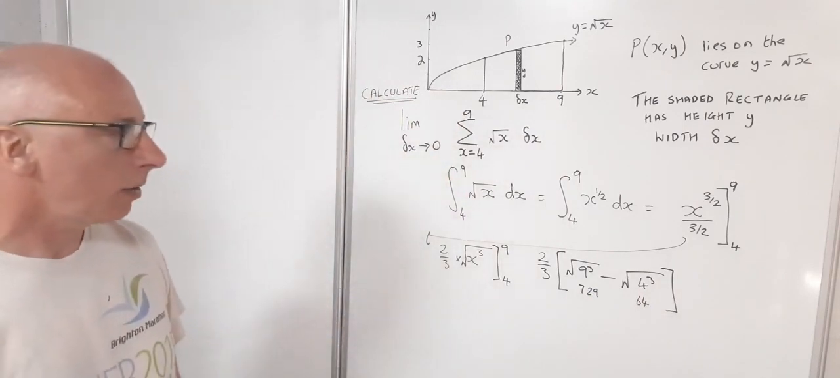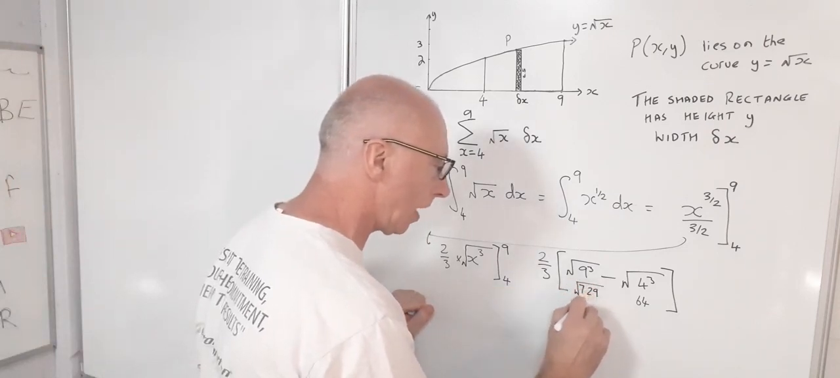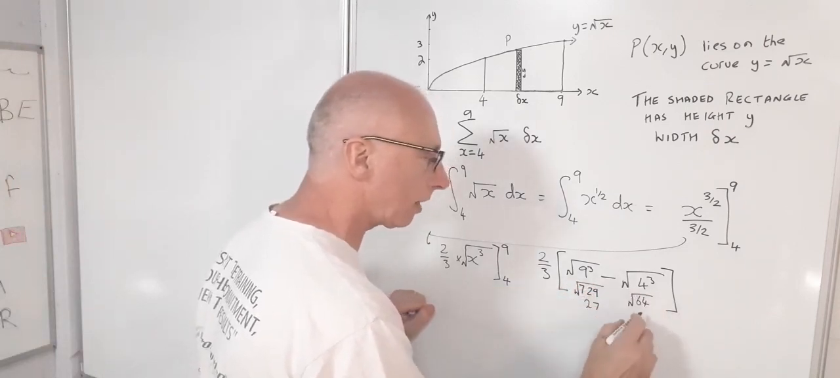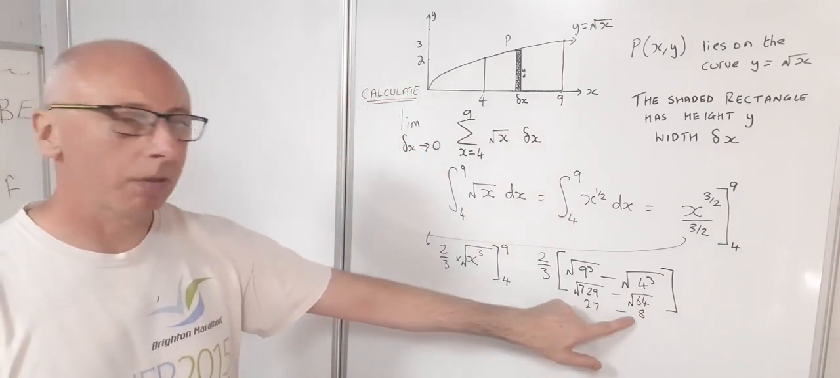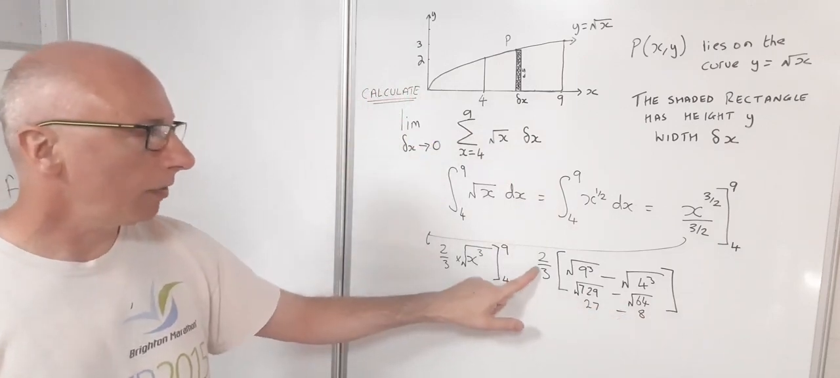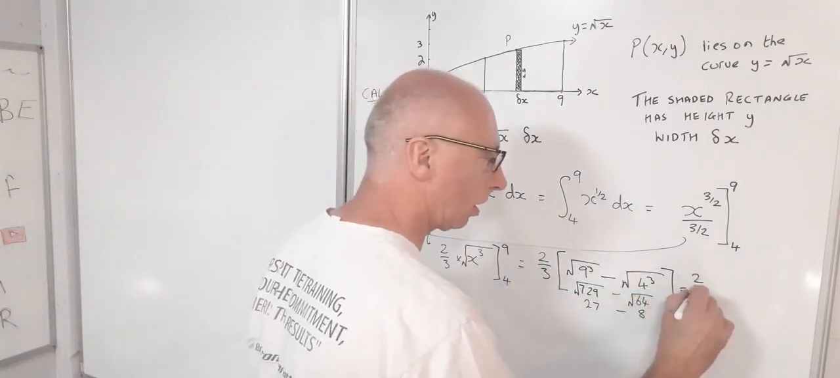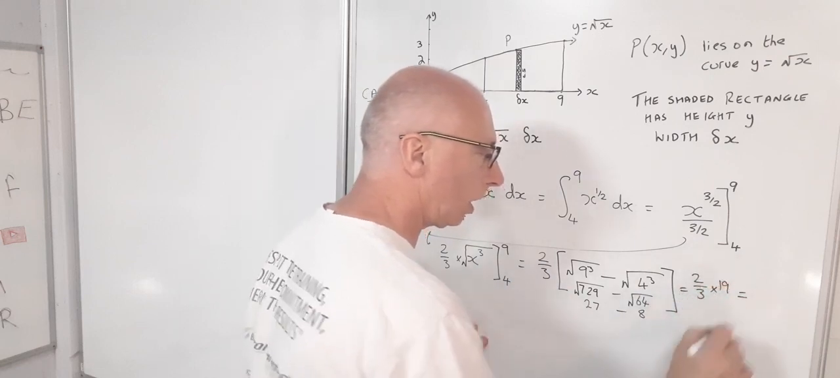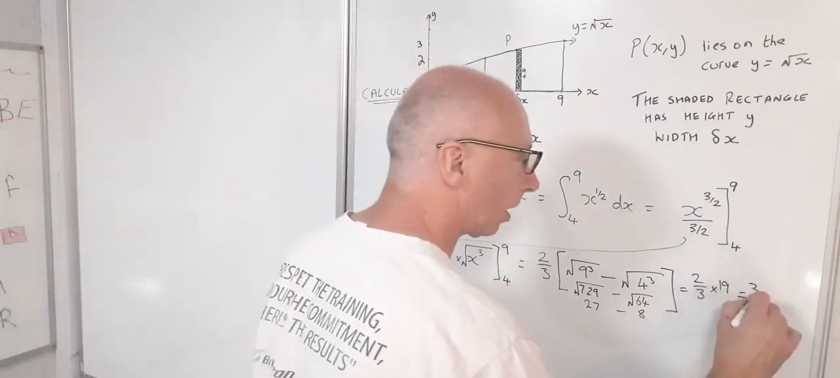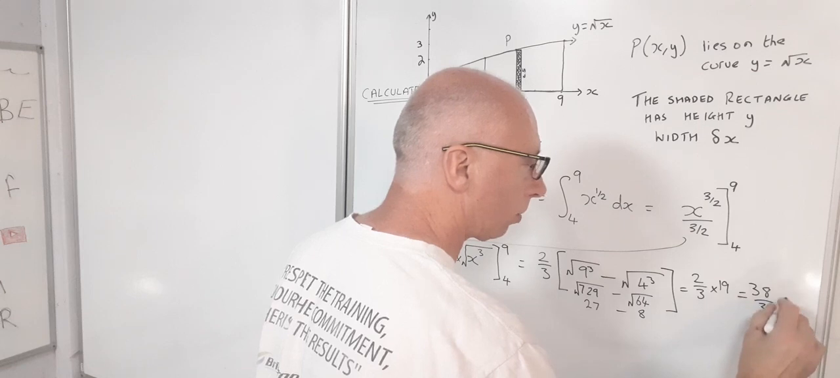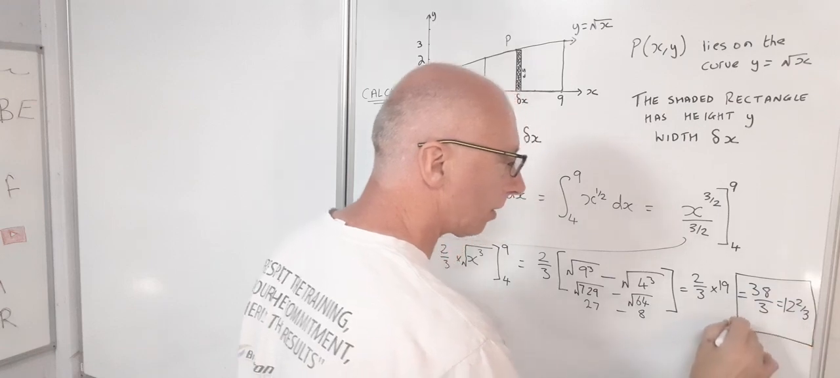Now the square root of 729 gives me 27, and the square root of 64 just gives me 8. So basically what I've got inside here is 27 minus 8, which is 19. So then I've got 2/3 times 19. 19 times 2 is 38, so it's 38 over 3, which equals 12 and 2/3. That will be good for my answer.